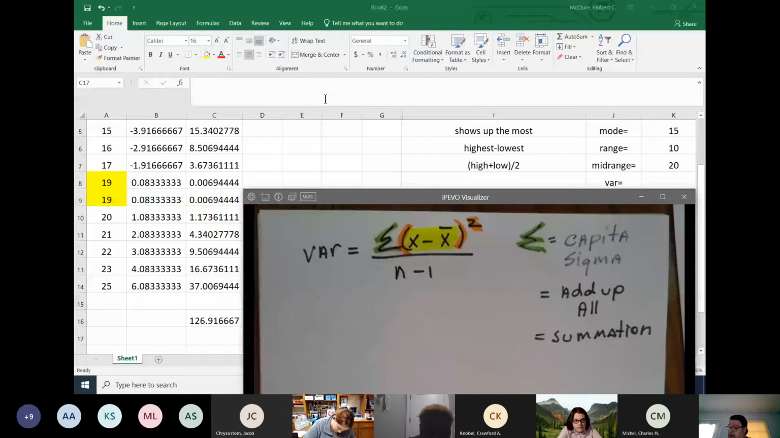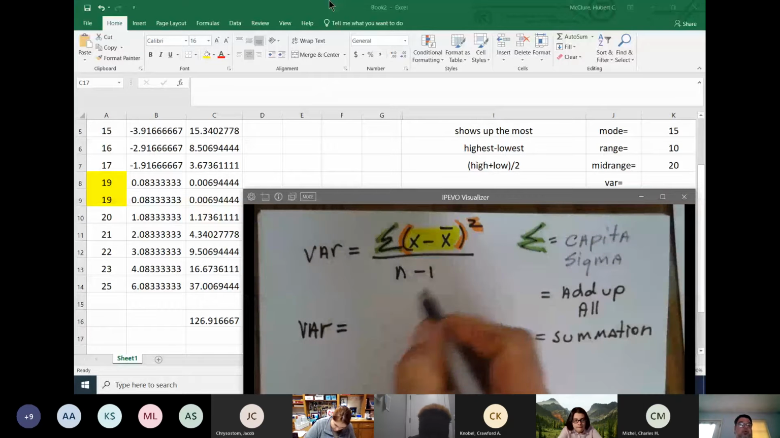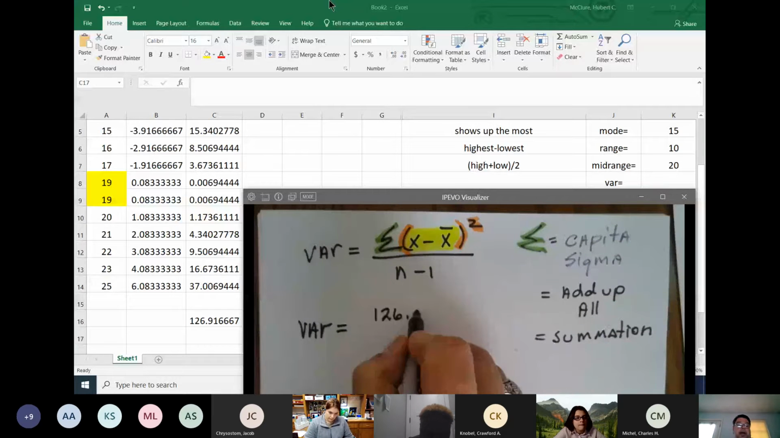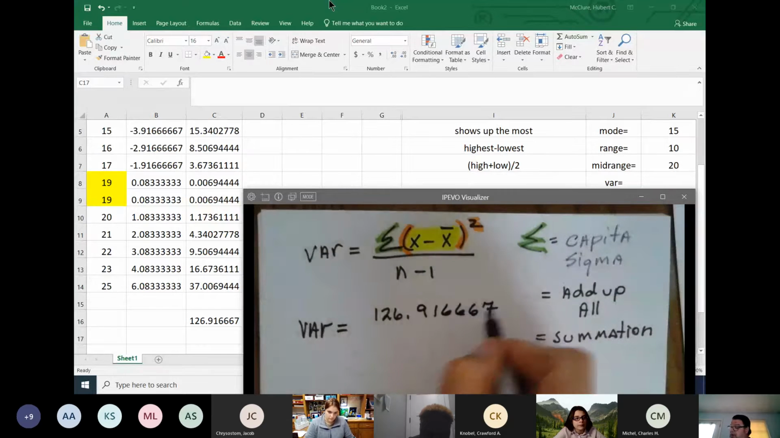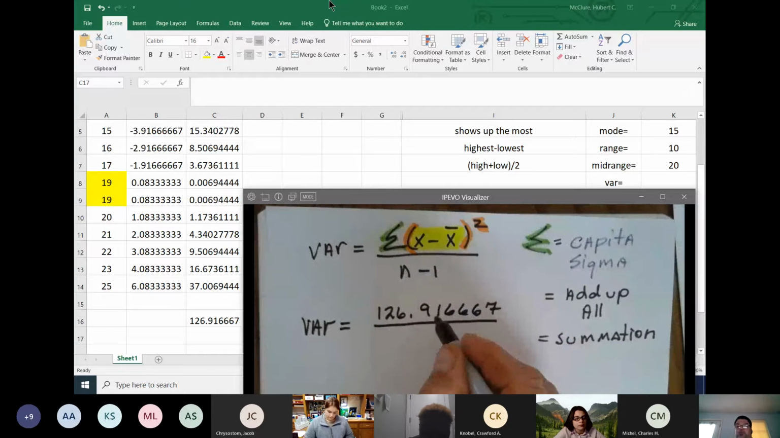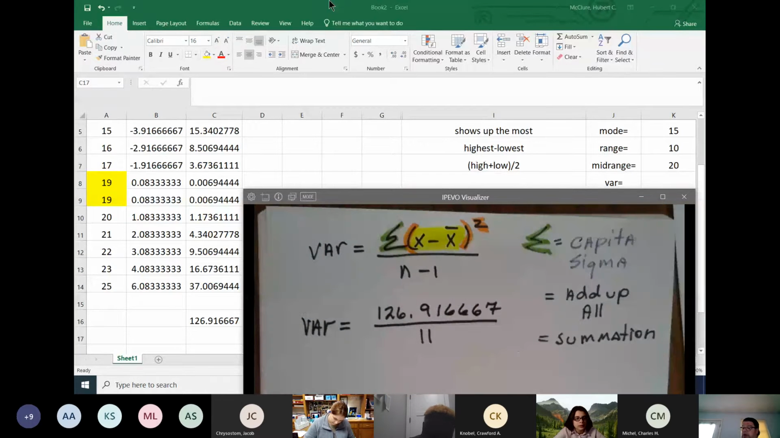And I take variance is equal to 126.916667 divided by, and a while ago, y'all said n minus 1 was 11. Mm-hmm. And that is your variance right there. So you can do that in your calculator.